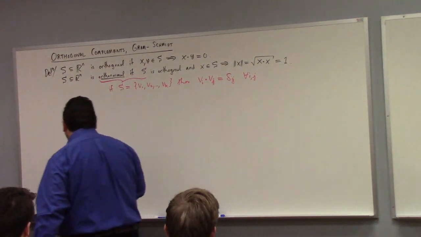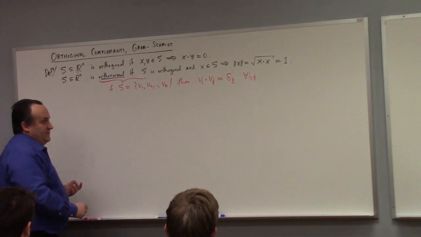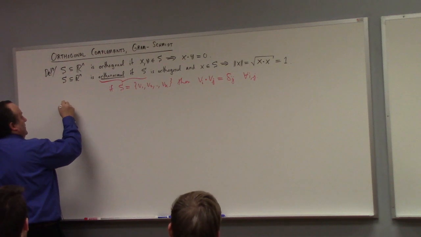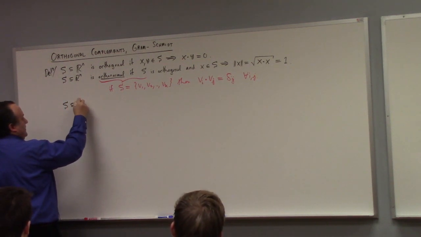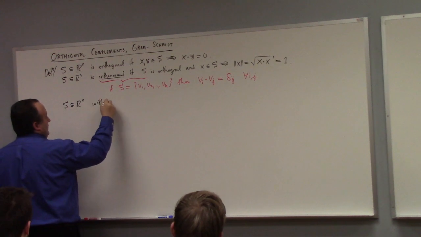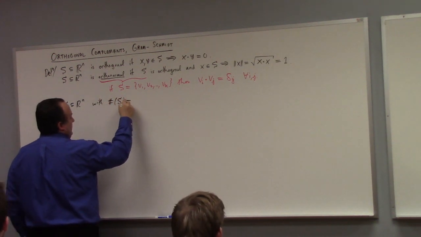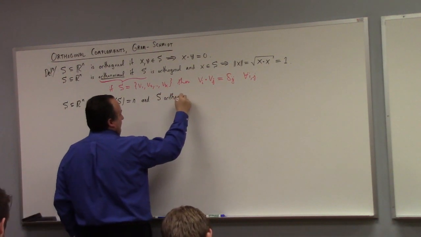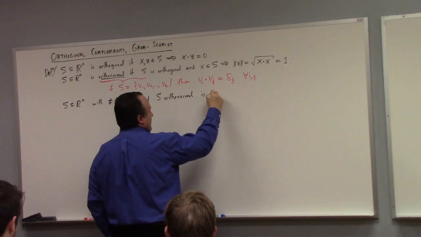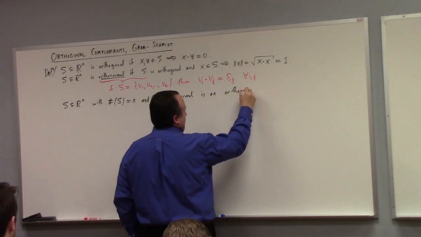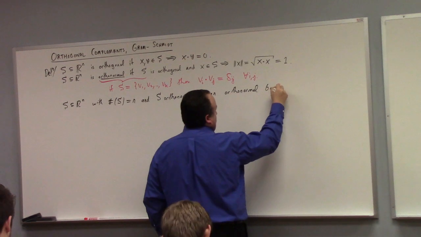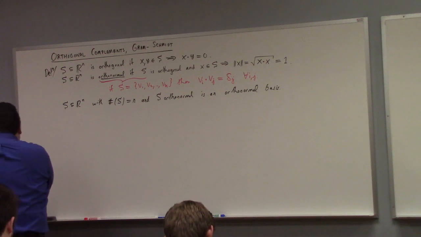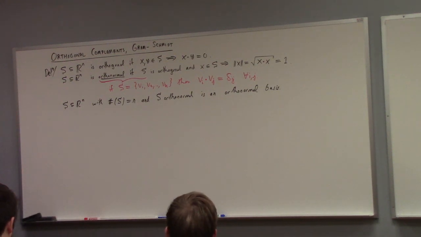What do we know about orthonormal sets? I mean, we've proved this before, right? If S, a subset of Rn, with the number of elements of S equal to n and S orthonormal, is an orthonormal basis. All right, we know that. An orthonormal basis is a basis which is orthonormal. Orthonormal bases are especially nice.